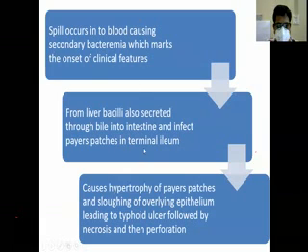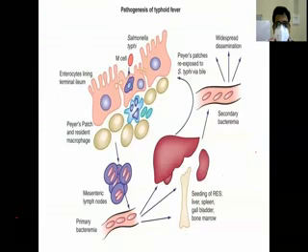And then from there it causes hypertrophy of the Peyer's patches, sloughing of the overlying epithelium, leading to typhoid ulcer, followed by necrosis and perforation. This is another fate of the ulcer, causes necrosis and perforation. But hypertrophy of the Peyer's patches will cause chances for the intussusceptions.